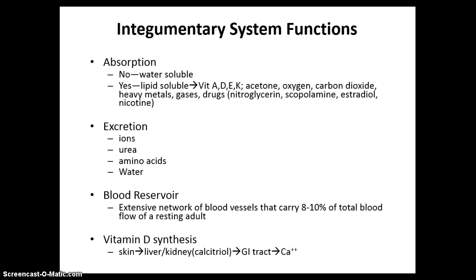Another function of the skin is vitamin D synthesis. So when you go out in the sunlight, your skin makes vitamin D3, and vitamin D3 goes to your liver, and then the liver goes to your kidney and makes calcitriol. Calcitriol is the active form of vitamin D. Calcitriol helps to increase the absorption of calcium and phosphate in the blood.